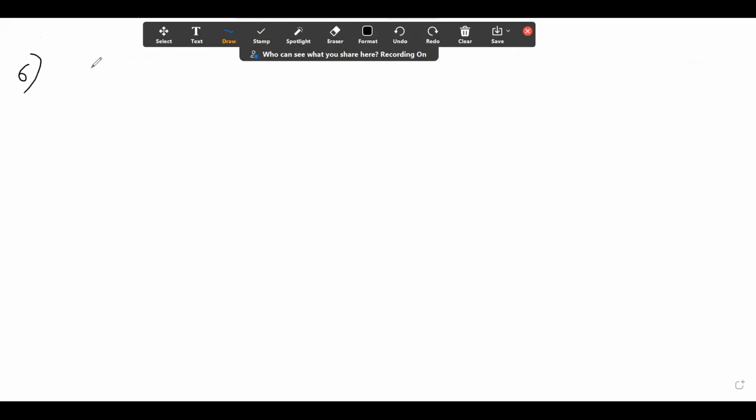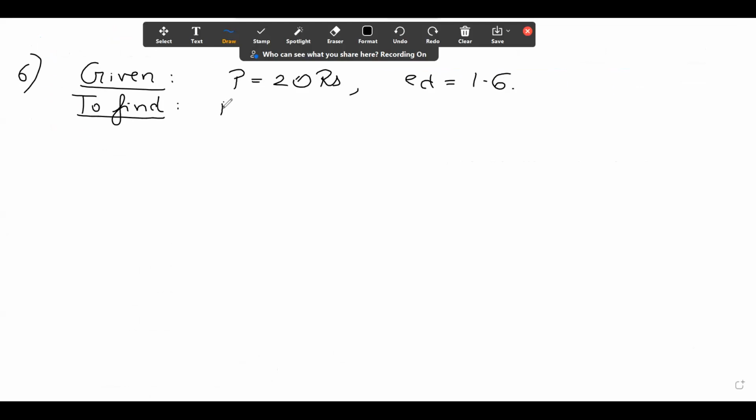So quickly writing what is given. We are given that the price of the pen is 20 rupees and that the elasticity of demand is 1.6. What do we need to find out? We need to find out the marginal revenue. So how do we calculate that? We apply the inverse elasticity rule. All students can recall the inverse elasticity rule.